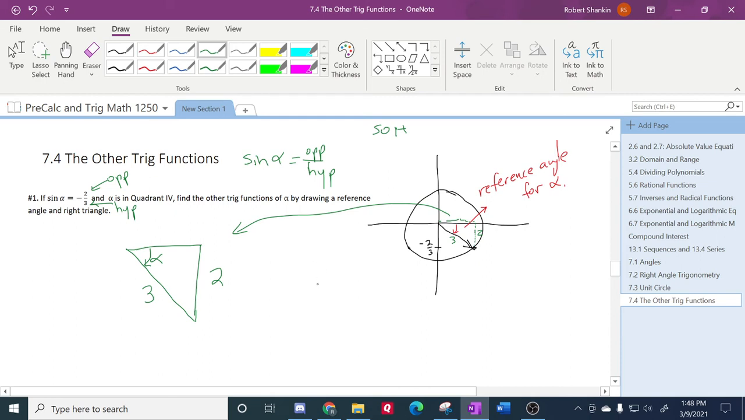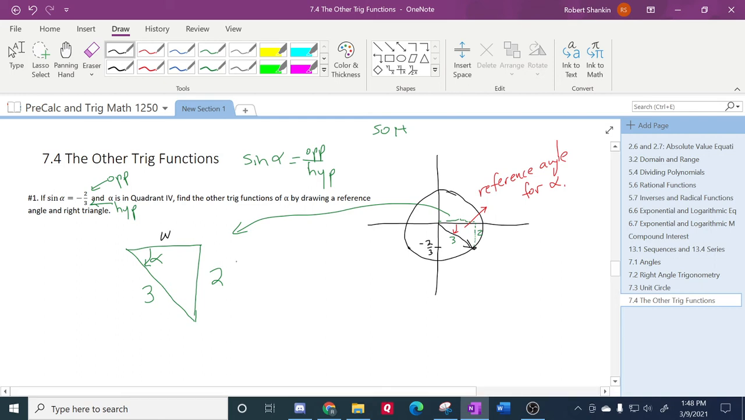All right. So, if I could just find this right over here, let's call it W for a minute. If I could find W, then I could get all my trig functions, because SOHCAHTOA, adjacent over the hypotenuse, tangent opposite over adjacent, and then I got everything. I just flip them over to get to all the others.